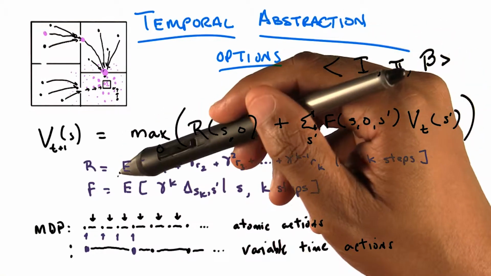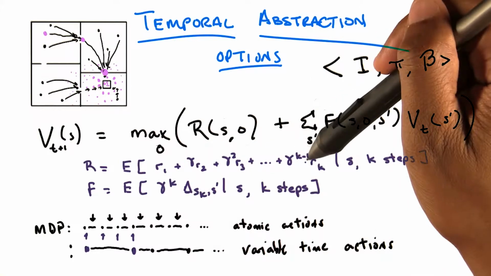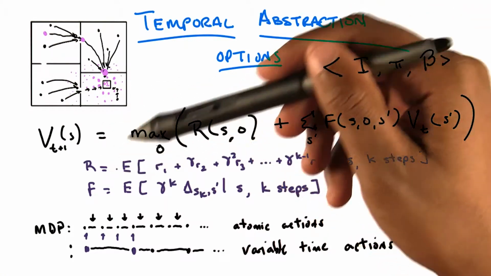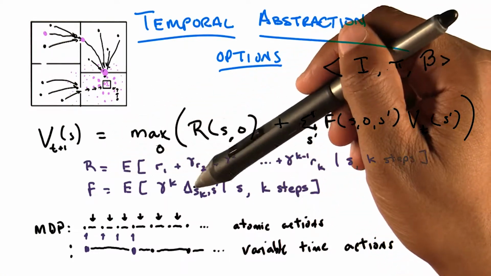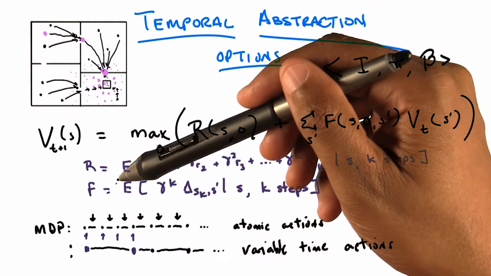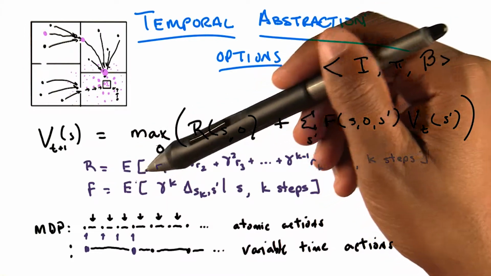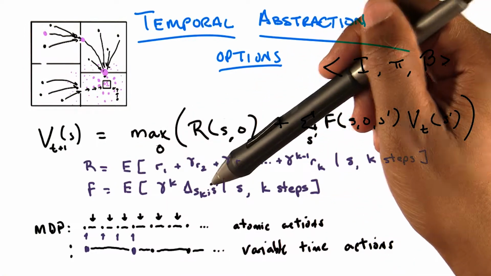So here's F, Michael. Just like I wrote R as an expectation over the set of rewards that you're going to see after K steps, I'm going to write F in the same way. I've got some really funky notation here, but let me try to explain it. In English, F is simply the expectation of me ending up in S prime after K steps.